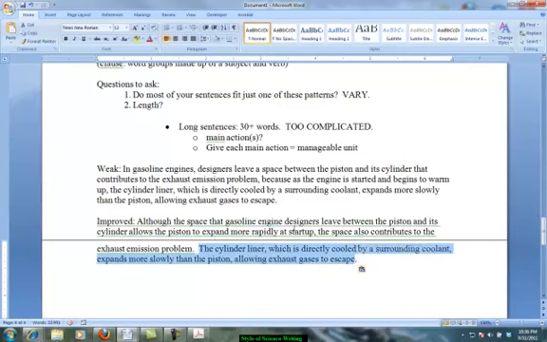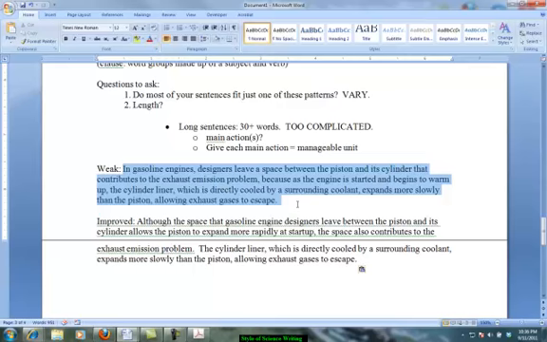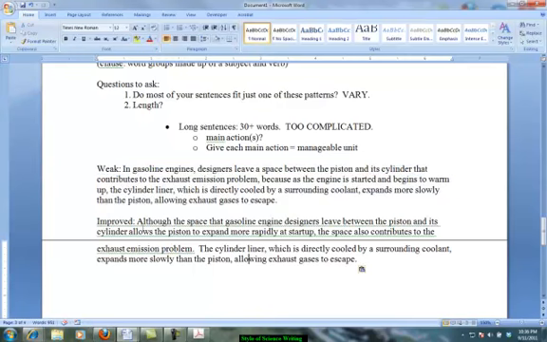So 22 words. So instead of this 53-word behemoth we have over here, we have a 30-word sentence and then a 20-word sentence. So it breaks up the information a little bit better. Let's see. Some other things to ask for, let's see, sentences. We got the patterns, various sentences.